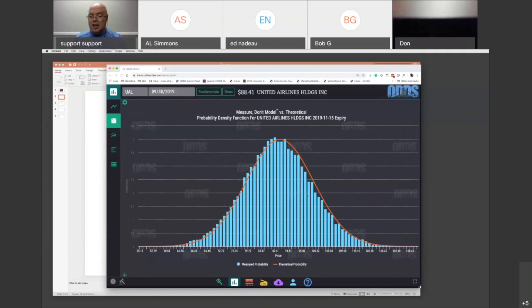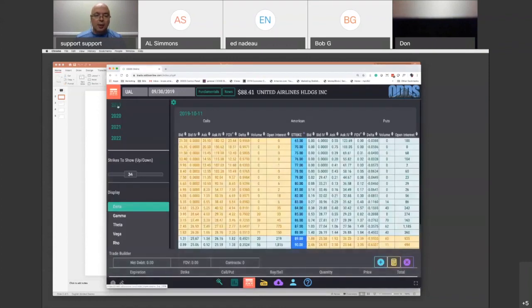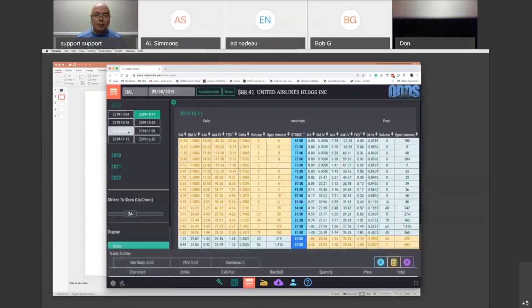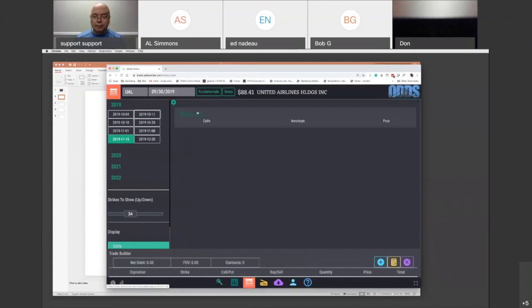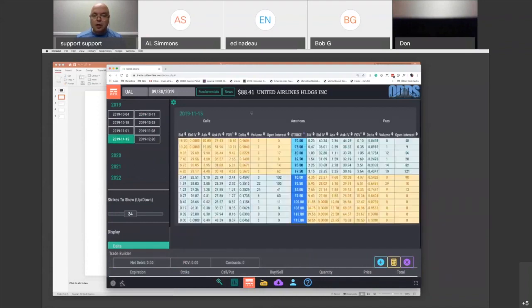This is telling us that the options aren't that cheap. But if I go look at a straddle at that time period, it's trading at 88.41. 41 is probably closer to 90.